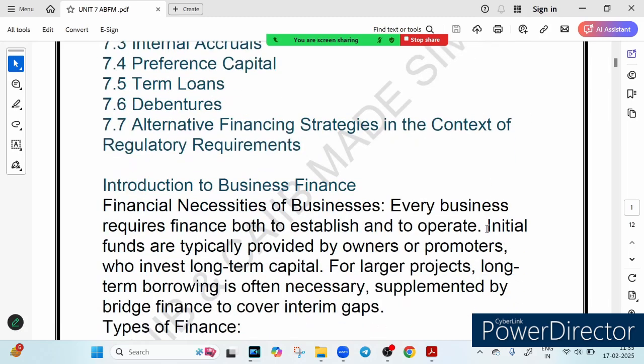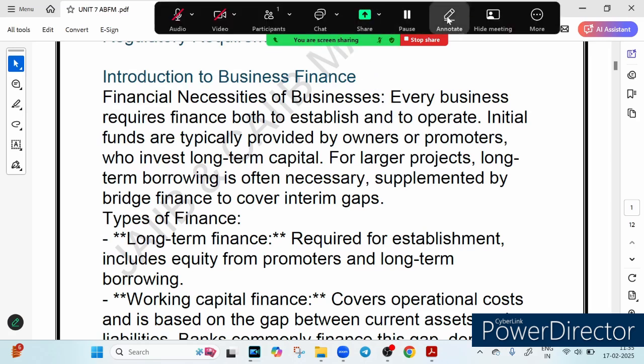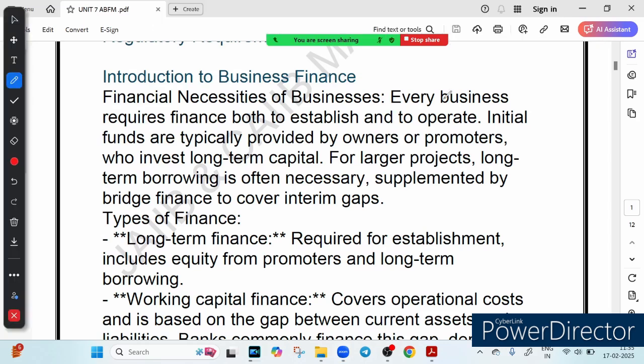So let's start with the first topic, that is our introduction to business finance. So friends, imagine you are starting a business, let's say a coffee shop. You need money for rent, furniture, coffee machine, salary before you even sell your first cup. This starting money is what you call initial capital, right? The money which you need initially is called initial capital, usually brought in by the owners or promoters, right?